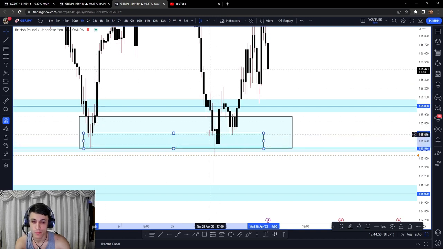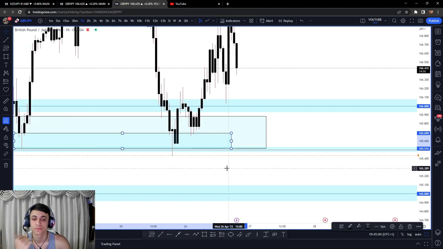And then boom, market came back, pierced through it, little stop hunt. That's absolutely fine. We expect it because we wait for closes of the candles so we don't get wicked out.